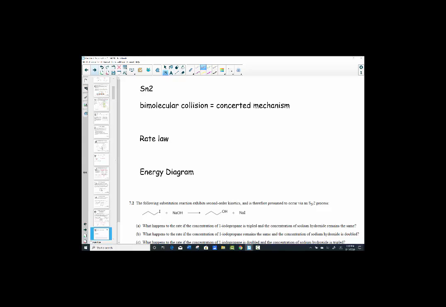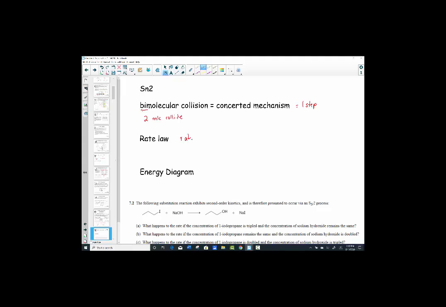SN2, bimolecular, is a concerted mechanism. Concerted mechanism means one step. Bimolecular means two molecules collide. And that's the overall rate law.